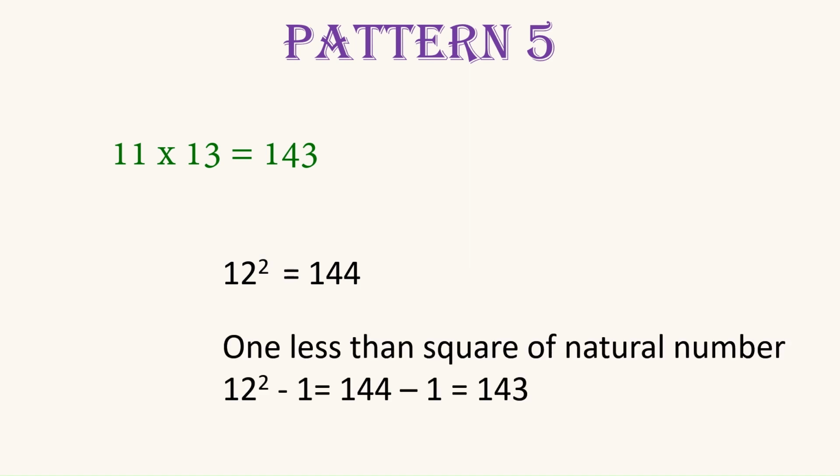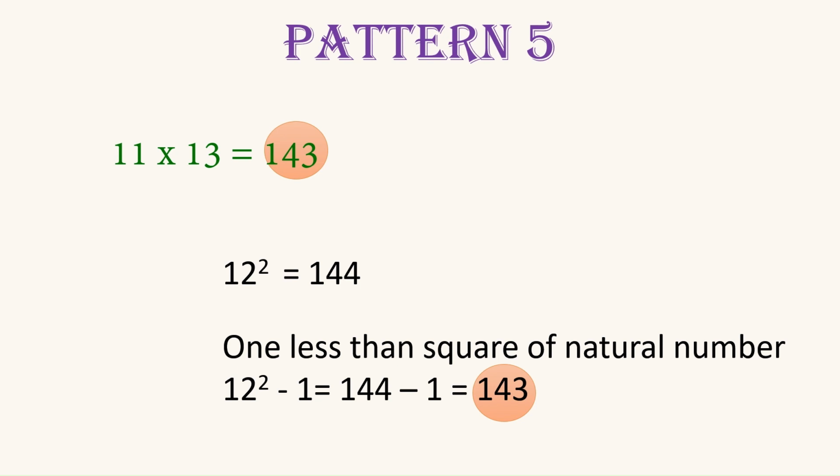We'll take 11 and 13 now. Product of these two is 143. The one and only number that lies between these two natural numbers is 12. 12 square is 144. 1 less than the square of the number between them, that is 144 minus 1, is 143. In both the cases it's the same. So with that we have validated the fifth pattern as well.